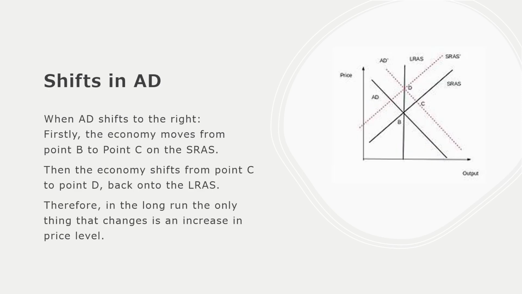However, classical economists have a slightly different opinion on shifts in AD. They believe when AD shifts to the right, it's a bit complicated, but firstly, the economy is at point B, it then moves to point C, and it's on the short run aggregate supply, the SRAS curve, and then in the long run, it shifts back to the LRAS curve at point D. So therefore, in the long run, the only thing that changes is an increase in price level. So they would consider an increase in AD bad.